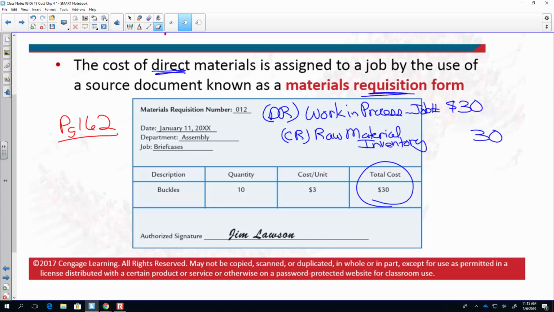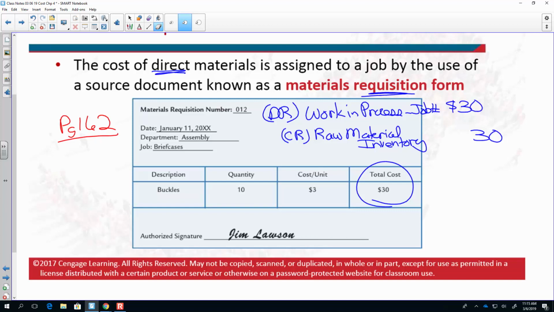Materials used as part of the production. It's used as part of the product, the buckles, right? What makes a material direct? It's buckles, yeah. You use that material to actually make the product. Yes, but what makes it direct? Because I use material to make it, it could be indirect, too, right? What makes it direct? Oh, it's going to be the product when it's finished goods.